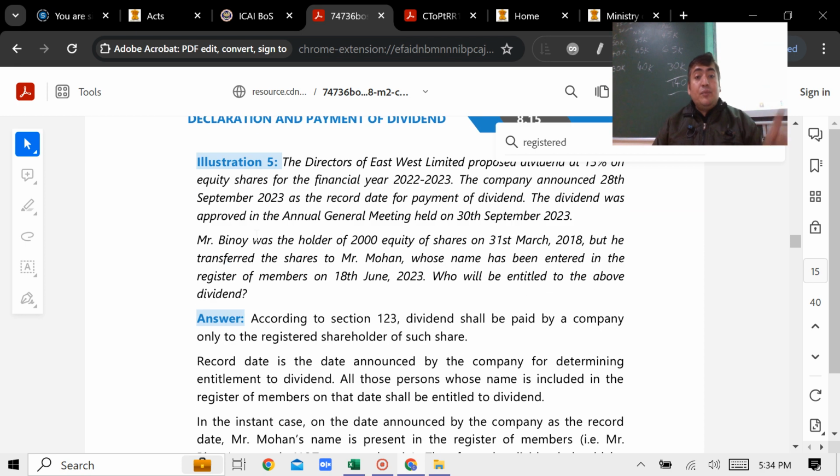Mr. Binoy was the holder. But the word is he was. Of the 2000 equity shares as on 31st March 2018. In my example, who was that character? Paras. But the shares got transferred to Mr. Mohan. In my example, who was the person whose name has been entered into the register of members as on 18th June?